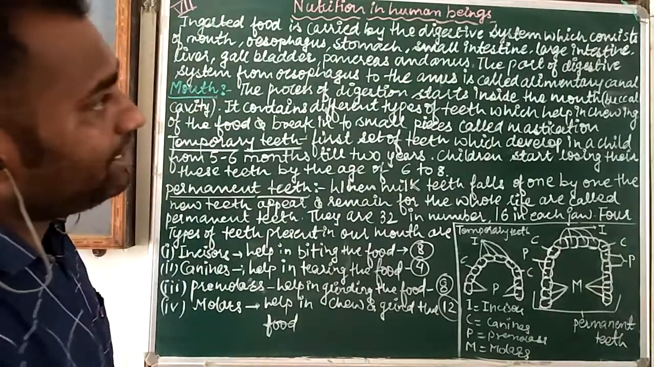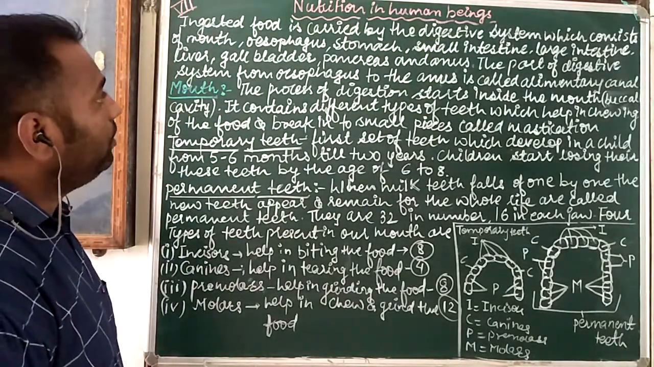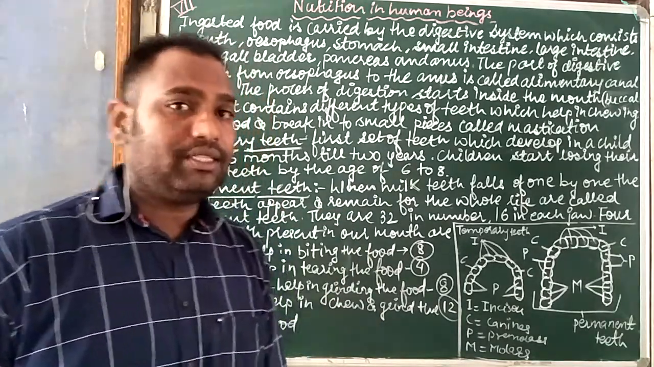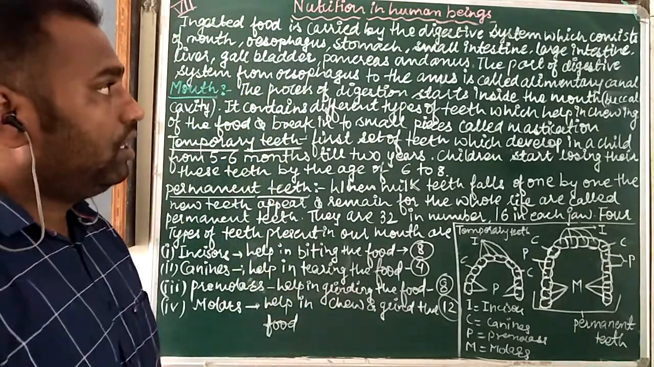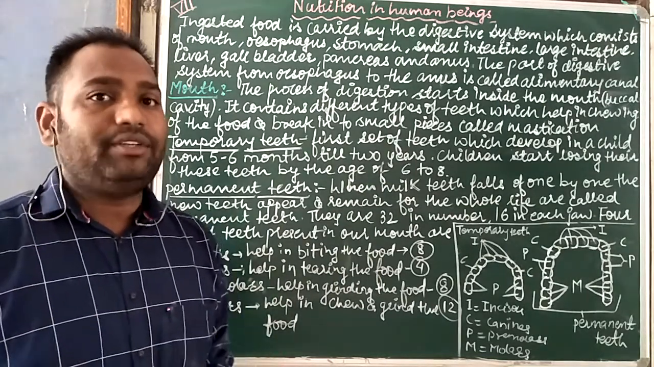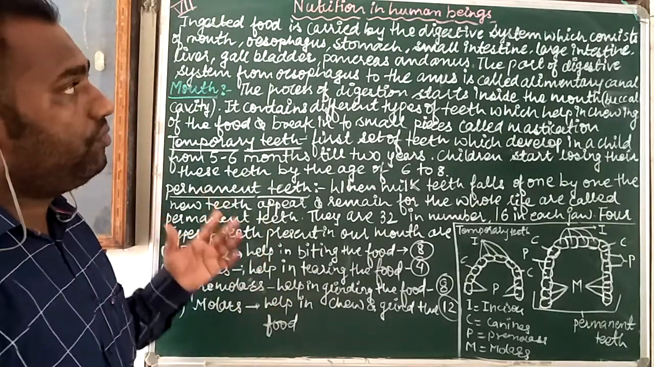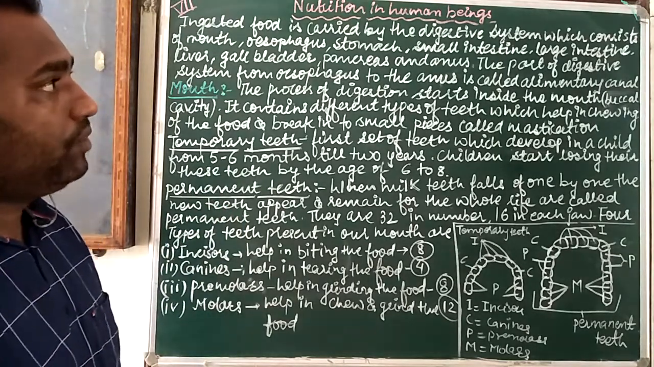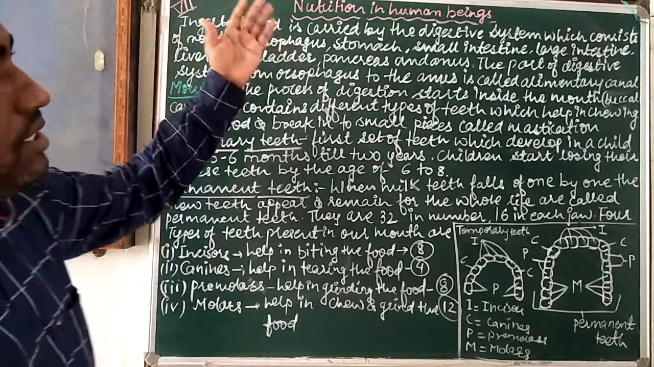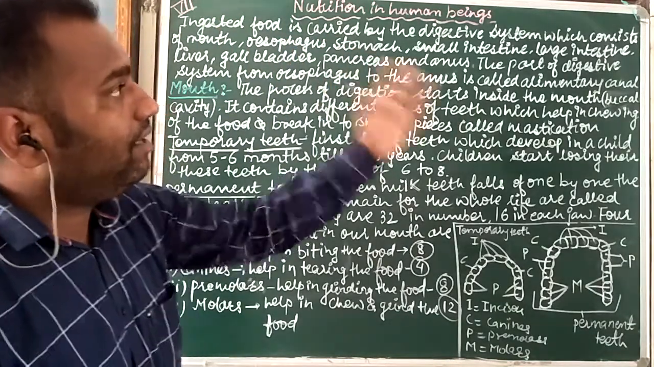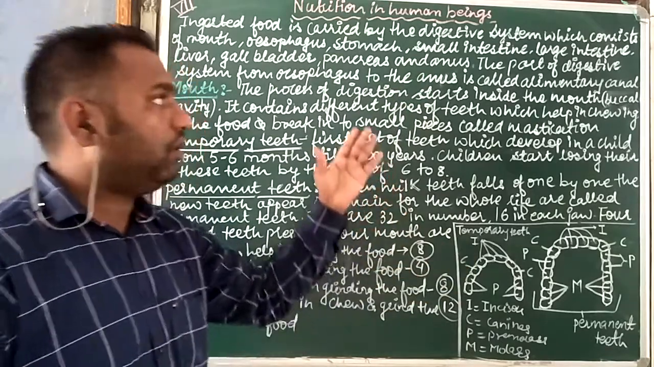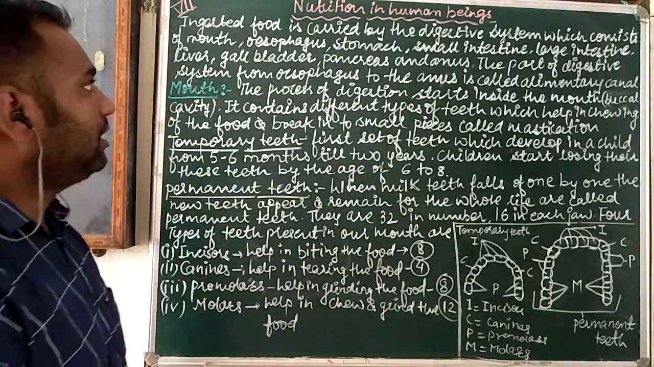Now after that, the small intestine, large intestine, liver, gallbladder, pancreas and anus. So these are the organs which perform some activities during the digestion of food or nutrition. The main part of food goes to the mouth, esophagus, stomach, small intestine, large intestine, and after that goes out through the anus or rectum. So these are the main parts.